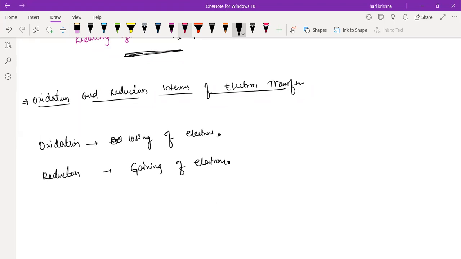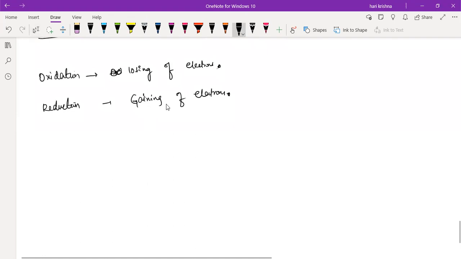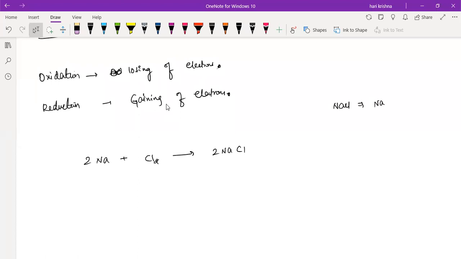How many of you know how to calculate the oxidation state for the given element in the compound? How many of you know that process? Suppose you take the example 2Na plus Cl2 forming 2NaCl. NaCl is an ionic compound, right? So it will form Na plus 1 and Cl minus 1. So you can take it as plus 1 and minus 1 in the ionic compound.